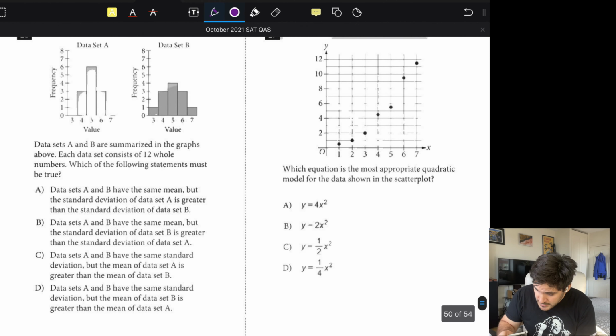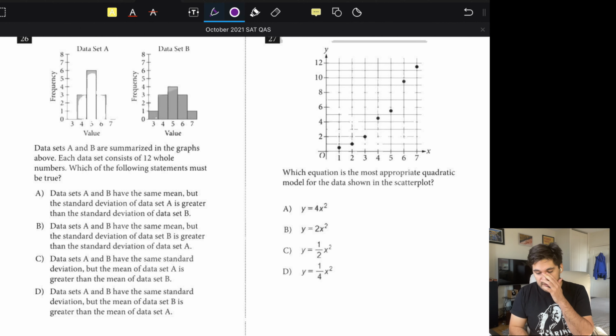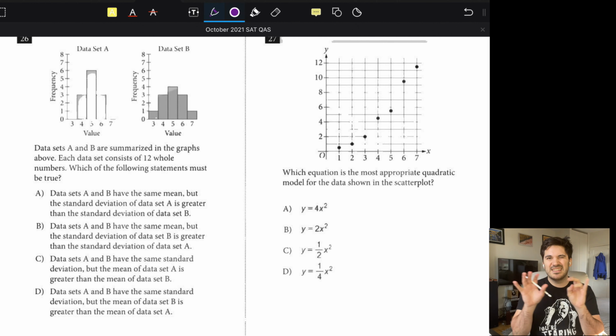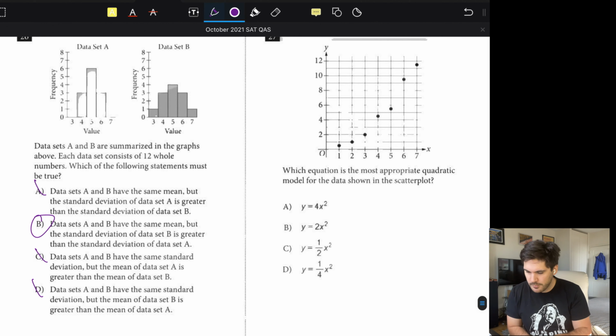26. Which of the following statements must be true? And we're talking about the means and the standard deviations. Well, first of all, the way you determine which one has a bigger standard deviation is you have more of the values further away from the mean. And these are like bell curves, so you can have more values away from the center. So B, as a result, has a higher standard deviation because you have more numbers deviating from the mean, from the center. So A, for example, can't be true. C can't be true. D can't be true. So it should be B. Cool.